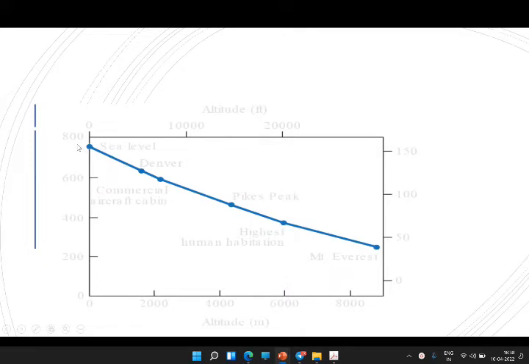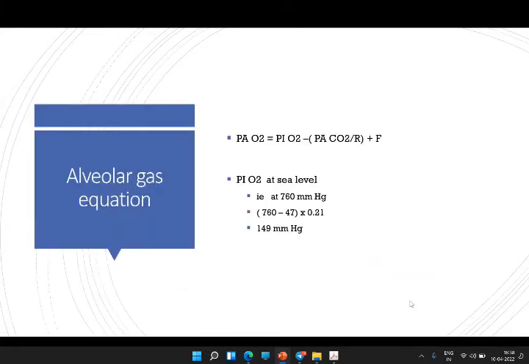We know that at around 760 millimeters of mercury, at this point, it is sea level. Atmospheric pressure at sea level is 760 millimeters of mercury, and as altitude increases, there is a fall in the barometric pressure, and also a fall in the inspired oxygen concentration. So this is what we understand from this diagram.